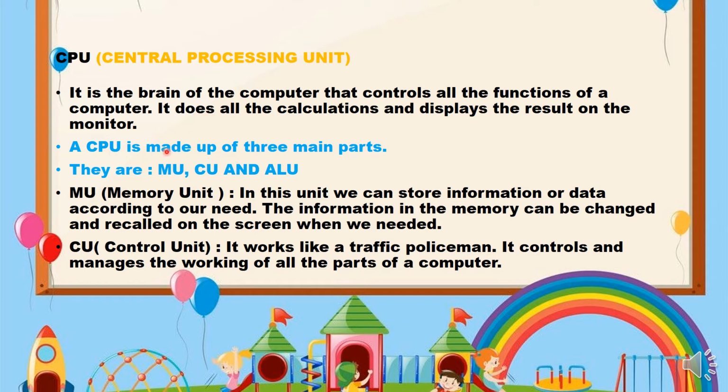A CPU is made up of three main parts. What are those? They are MU, CU and ALU. MU stands for memory unit. In this unit, we can store information or data according to our need. The information in the memory can be changed or recalled on the screen when we need it.